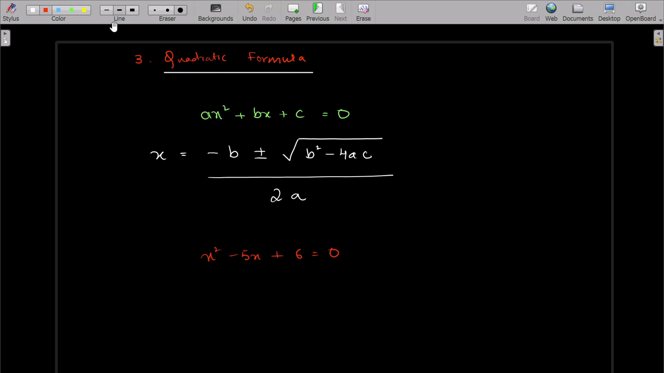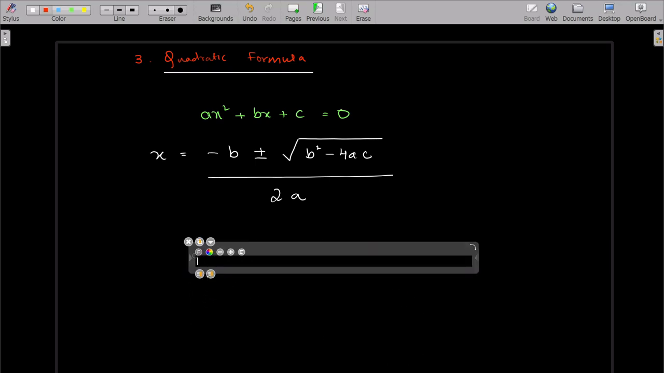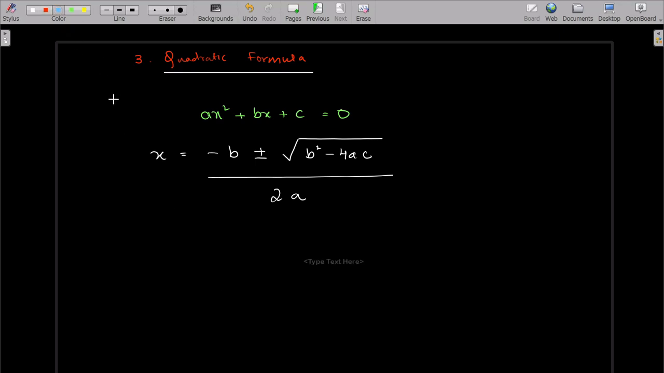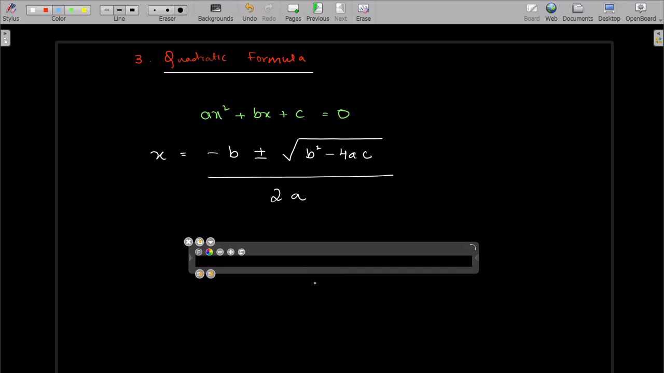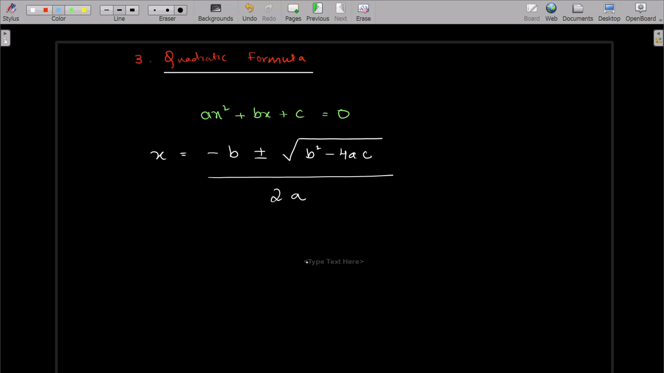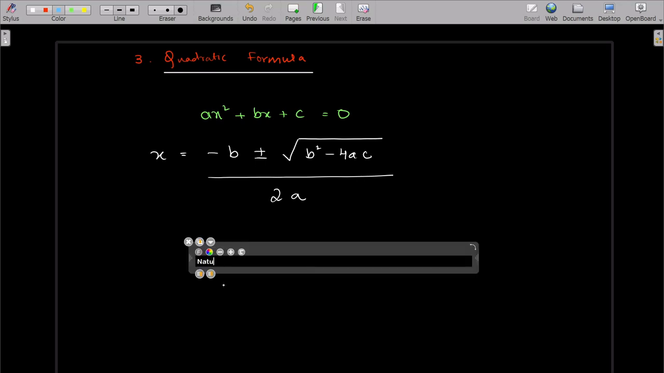So what do you understand by nature of roots, Anishka? Nature of roots of a quadratic equation. Nature of roots. Hello? Oh, I was muted. I said to find the roots of an equation. Okay, but do you know the meaning of nature of roots?